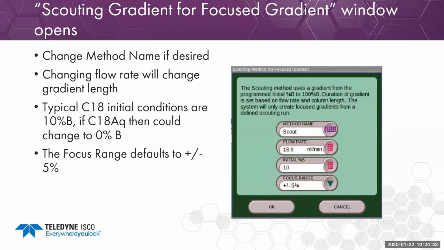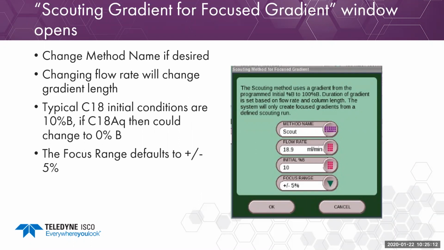Depending on the column, we can change the initial %B. With C18 columns, we normally work from 5 to 10% initial %B. But maybe you're using a C18AQ column, and this expands your separation where you can work down at 0% B. So for really polar compounds that are eluting early, the C18AQ is a good alternative column media to give you better retention.